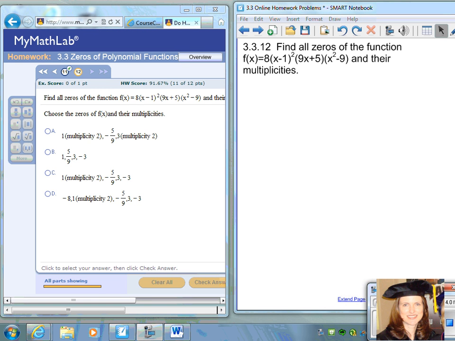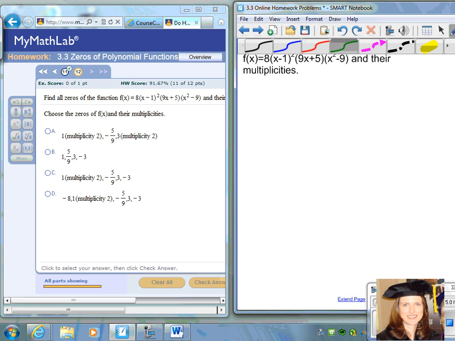The last question from section 3.3, zeros of polynomial functions, is the following. Find all zeros of the function f of x, which is equal to 8 times the quantity x minus 1 squared times the quantity 9x plus 5 times the quantity x squared minus 9 and their multiplicities. So to find the zeros of a function, if it's in factored form, you're going to set each factor equal to 0 and solve for x.